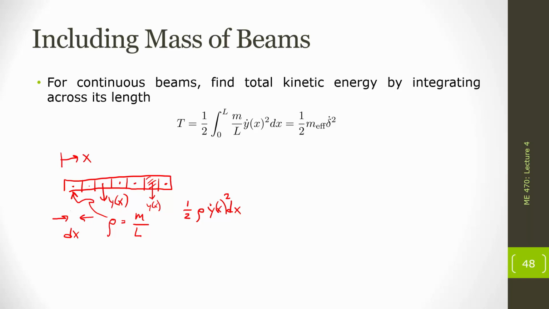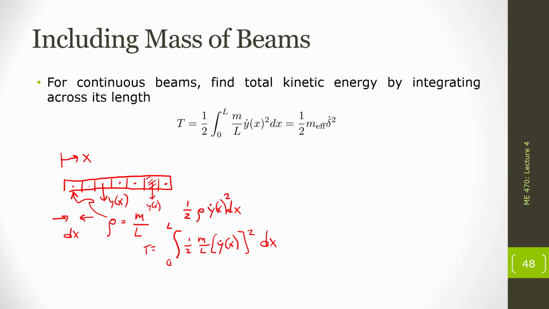So potentially rho could also be a function of x, but we're just going to go with this homogeneous type of beam here. So this is going to give us 1/2 times m over L times the y dot squared times dx. So that's the kinetic energy in one of these pieces. Since I want to know what the total kinetic energy is in my beam, I can integrate this over the length of the beam and add up all of these little pieces to get that total kinetic energy T.